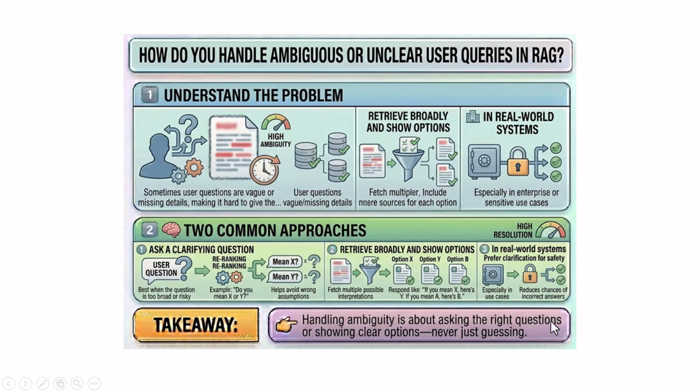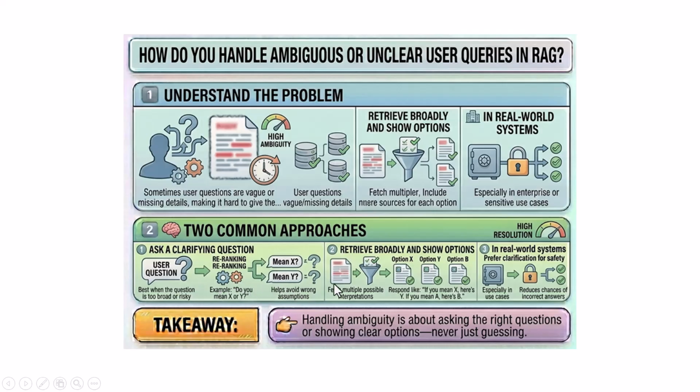Okay. Let's understand how to handle ambiguous or unclear user queries in RAG. First thing is we need to understand the problem, because sometimes user questions can be vague or can have missing details, which can make it hard to give the right answer, right? And we have two common approaches to handle this. First one is ask a clarifying question. This approach is best when the question is too broad or risky. For example, do you mean X or Y? So this will help avoid wrong assumptions.